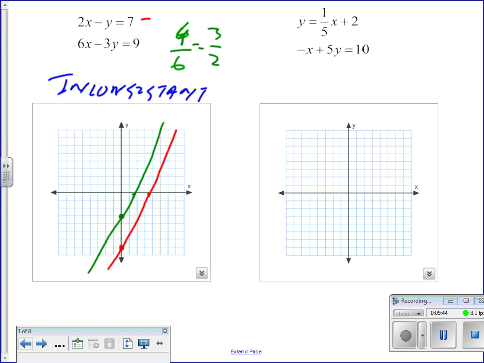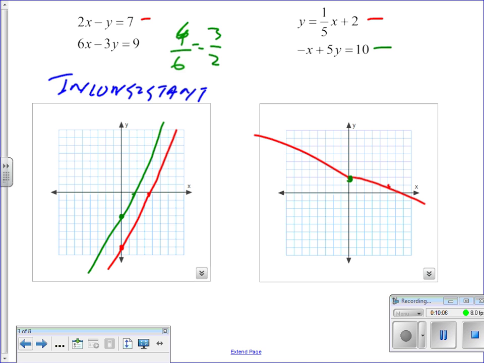Okay, last one. Graph the top line. The y-intercept is 2. My slope is 1/5, so I go over 5: 1, 2, 3, 4, 5, and down 1. And there's that. Graph the second line. My y-intercept is, sorry, my y-intercept is 2.